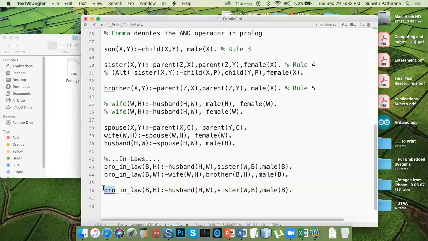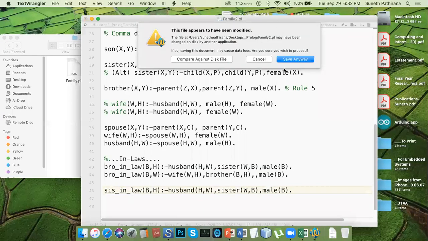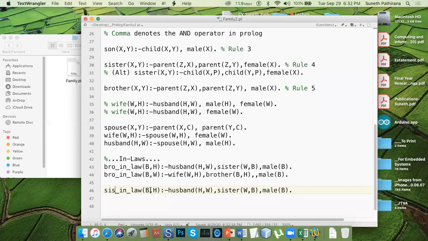Say sis-in-law, SIS. State Intelligence Service, SIS. SIS in-law. Here we put S. First scenario, she can be the sister-in-law of H. This time, this sister-in-law is the husband's sister.